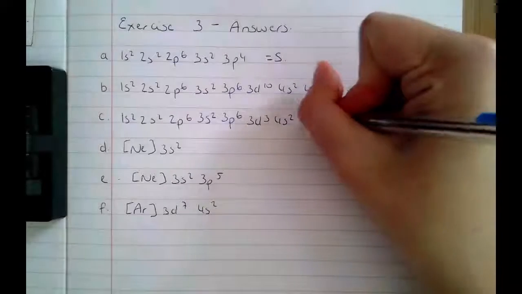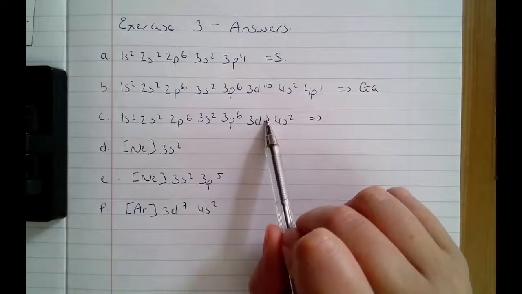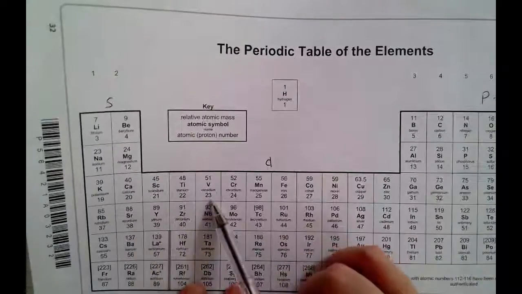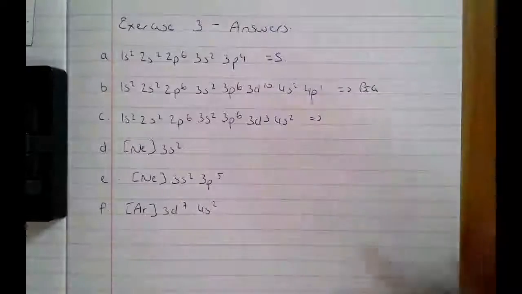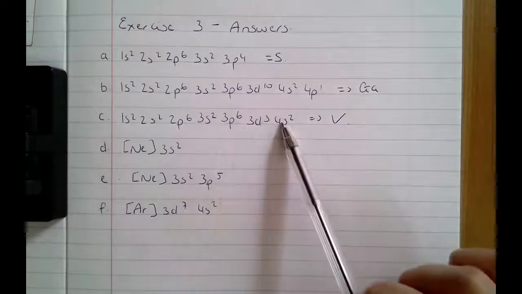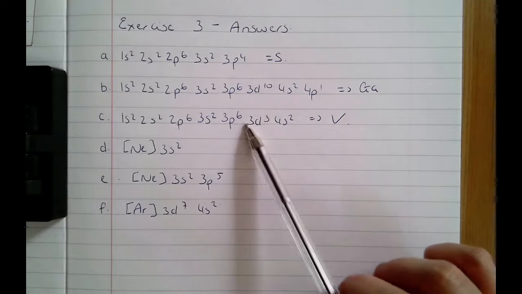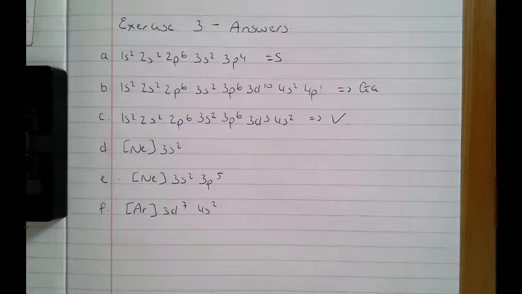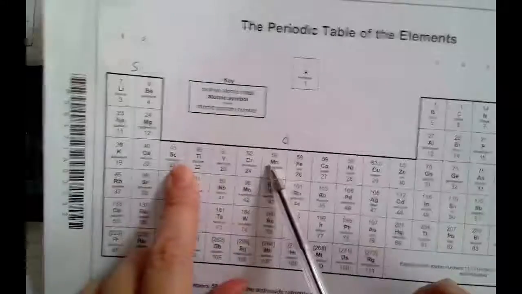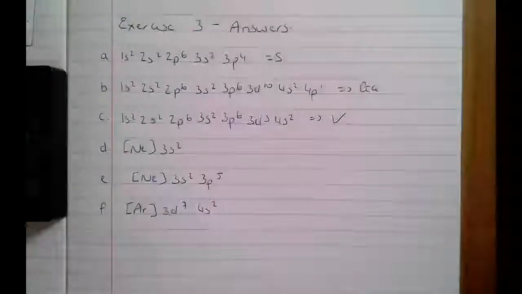Next one, 2, 4, 10, 12, 18, 21, 23. So I'm looking for something with 23 electrons, which would be vanadium. Just want to double check. I've got 4 different energy levels, so it should be in period 4, and its highest occupied is 3d, and it's got 3d electrons. So I'm moving down to period 1, 2, 3, 4. I'm moving into the d block, and it should have 1, 2, 3 d electrons, making it vanadium.